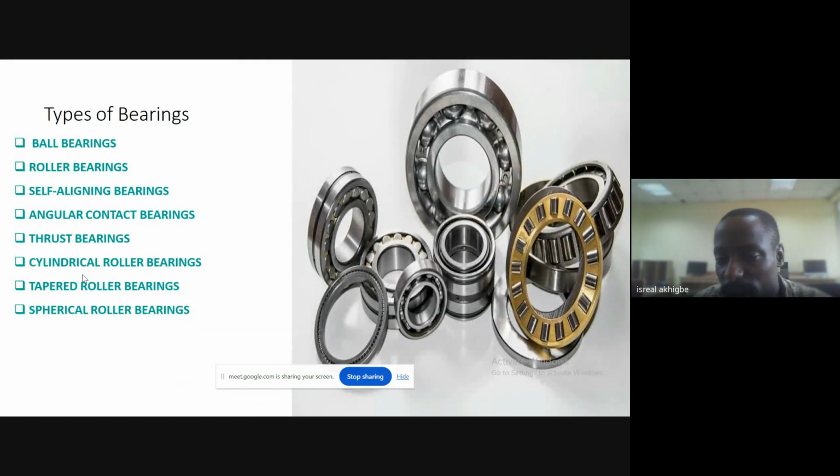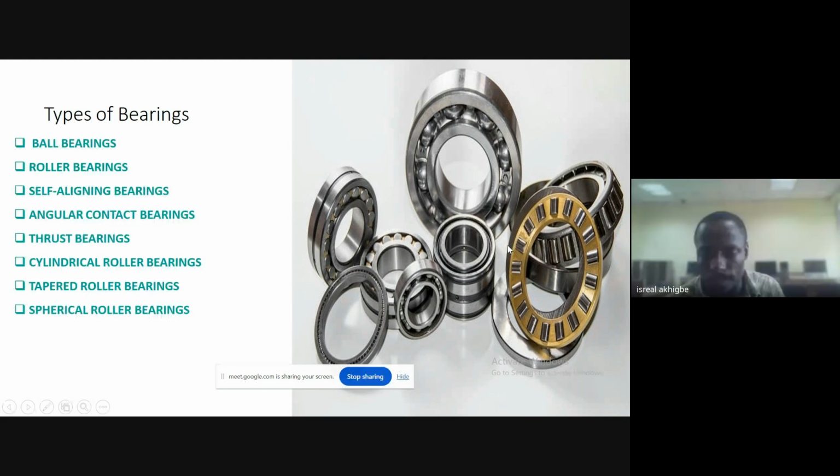Now, the types of bearing. Here we can see this type of bearing. We can see cylindrical bearings and ball bearings. You take note. I will show you all of this, how they look.